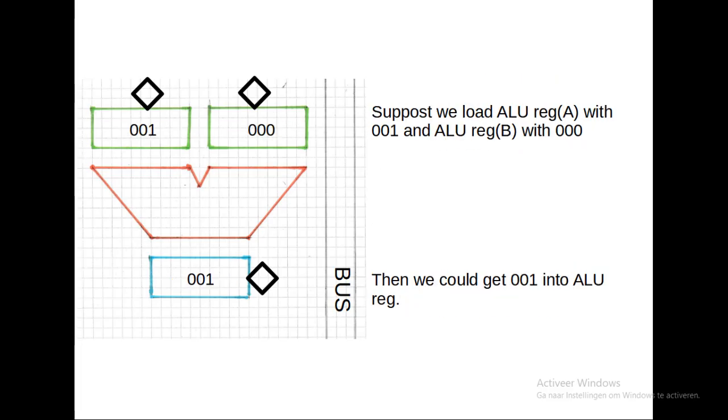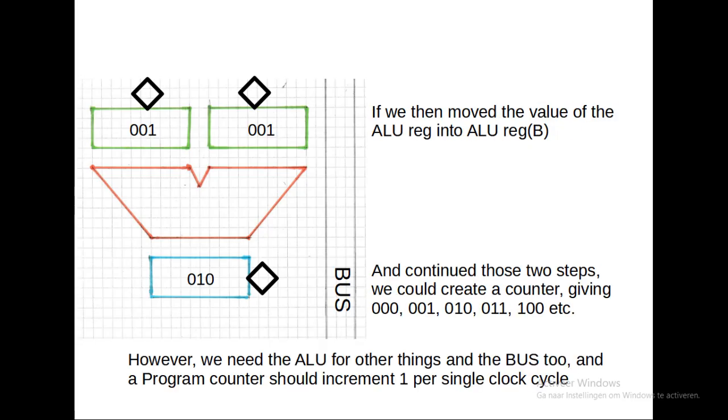Now, back to our program counter. Imagine if you use our ALU and put the value 1 in one ALU register, A for example, and the value 0 in the other, then if we load the end register, we get value 1. If we loop this value back to ALU register B, then you get the value 2 in binary. So, in principle, you have a counter, but the picture is not yet complete. First of all, we need the ALU and the bus for other things. And secondly, a program counter should increment 1 per single clock cycle, and this cycle takes 2.